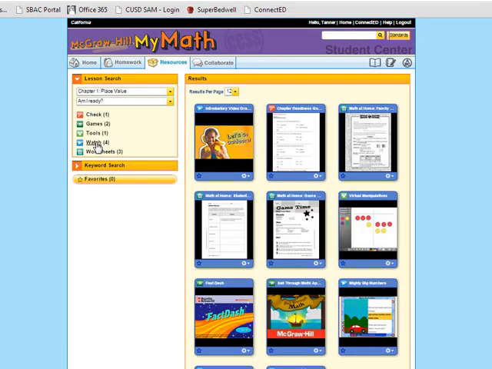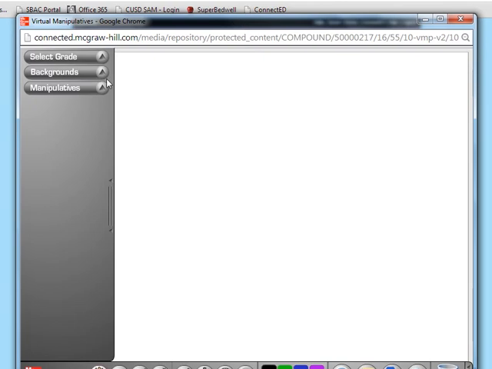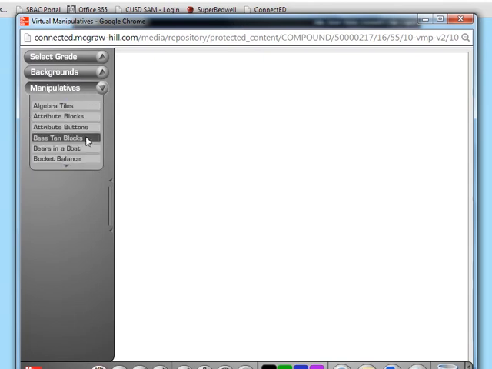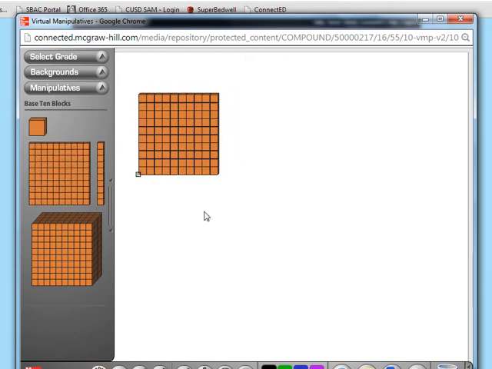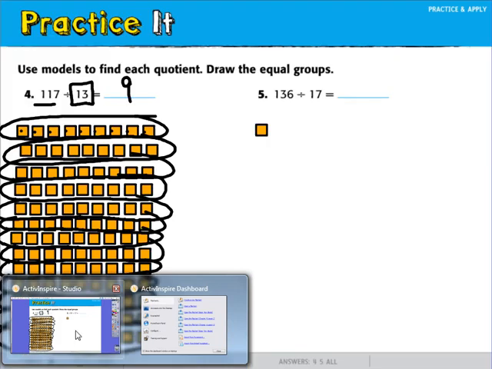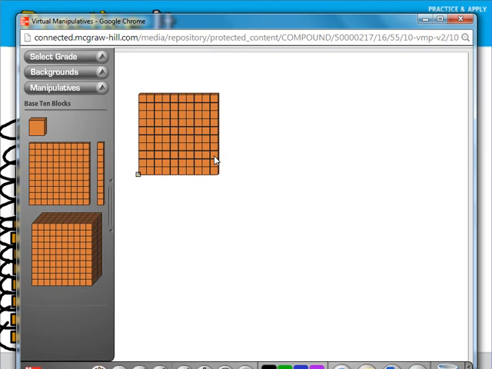If you go to resources in here, it says tools. In your tools is a virtual manipulative, which looks like this. If you click on manipulatives, it says base 10 blocks. So our next problem we will do on these so you can see it. Our next problem for our base 10 is 136 divided by 17. Okay? So I have 100, right? Now I need 30. 3. There's 30. And I need 6.